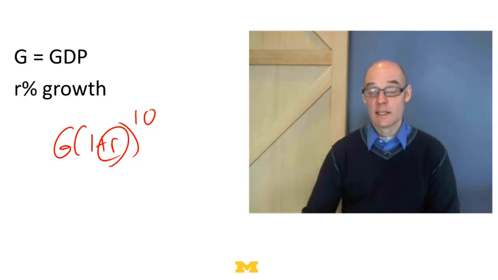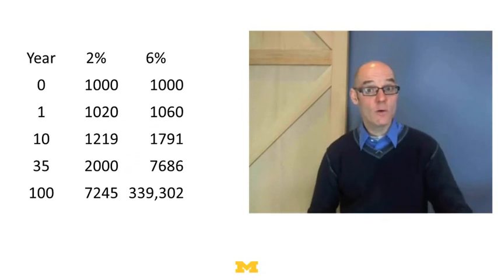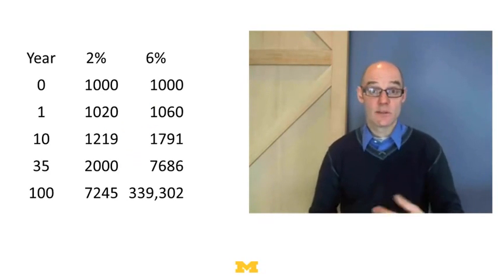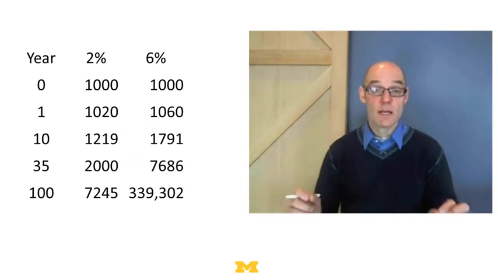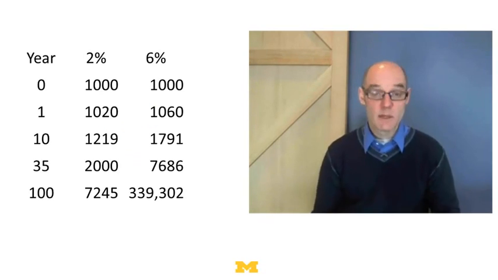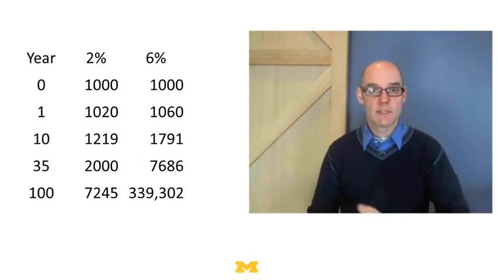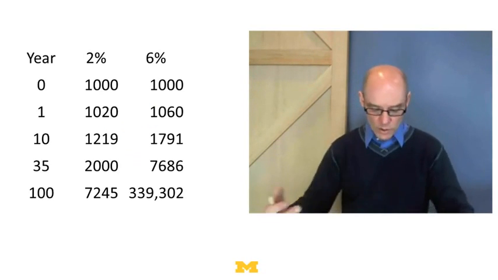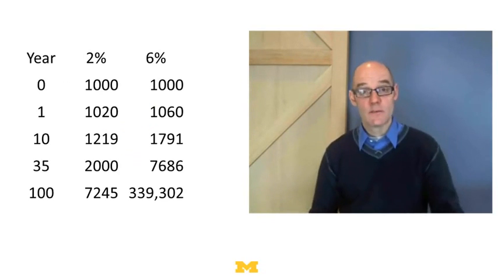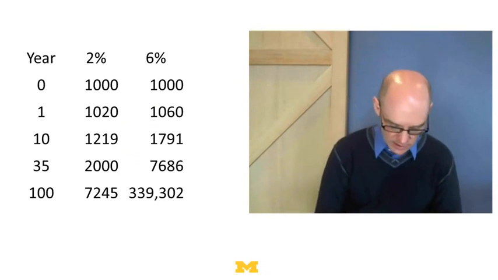Well, to see why, let's look at two cases. Let's look at a low growth case, a country that has a 2% growth rate, and a high growth case, a country that has a 6% growth rate. Let's start them both in year 0 with everybody making $1,000, so per capita income is $1,000. Well, what happens after the first year? For the first year, the first country goes up by 2%, so it's 1,020.